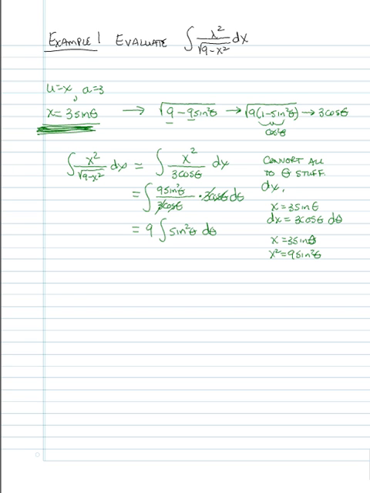Now, we've got this integral in terms of thetas that we need to complete. We'll have to use the power reduction formula, won't we? So we'll replace sine squared theta with 1/2 times 1 plus the cosine of 2 theta, of course d theta. Now, we'll factor out the 1/2, and so we have 9 over 2 times the integral of 1 plus the cosine of 2 theta with respect to theta.